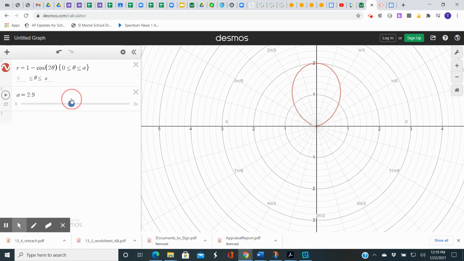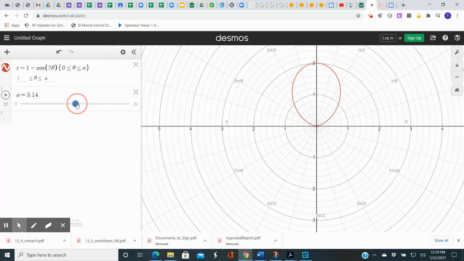And when we get to pi, we complete one loop of our curve. And those are going to be the limits of integration if you want to find the area of this region bounded by the graph of our polar equation and the two radial lines, theta is equal to 0 and theta is equal to pi. So the limits of integration will be from 0 to pi.